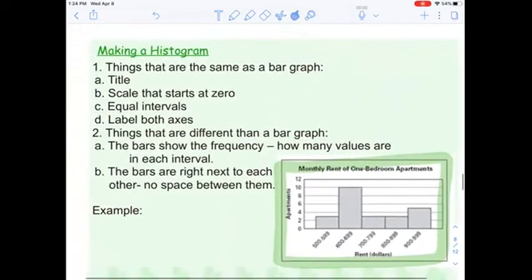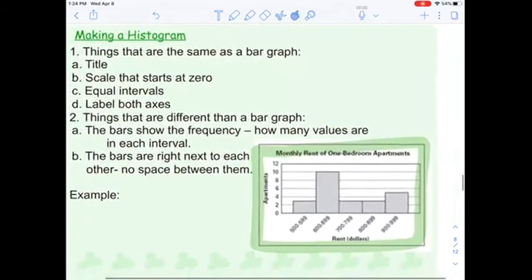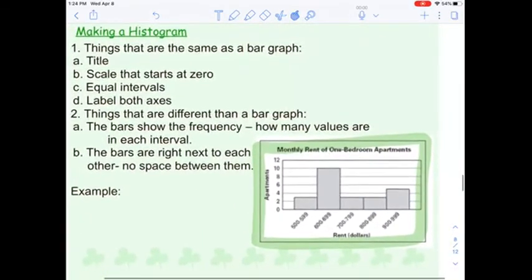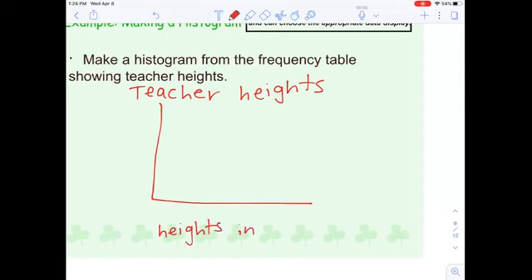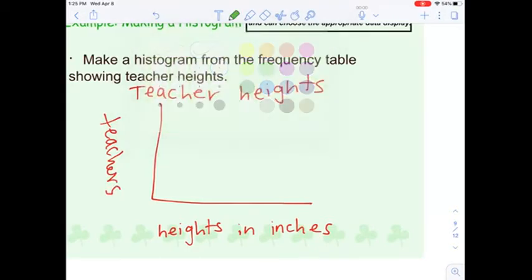Okay, then looking at my list, I need a scale that starts at 0, equal intervals, and label both axes. So I'm going to label both of my axes. My x-axis is going to be heights in inches. And my y-axis is going to be teachers, so the amount of teachers. Then I'm going to add in my intervals.